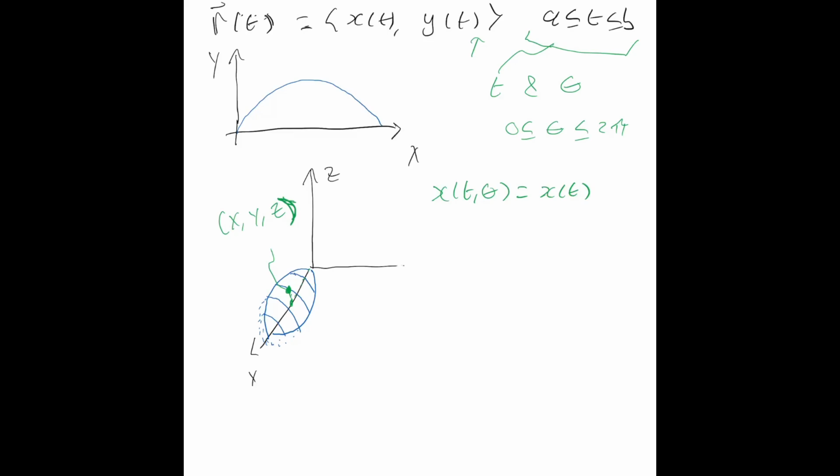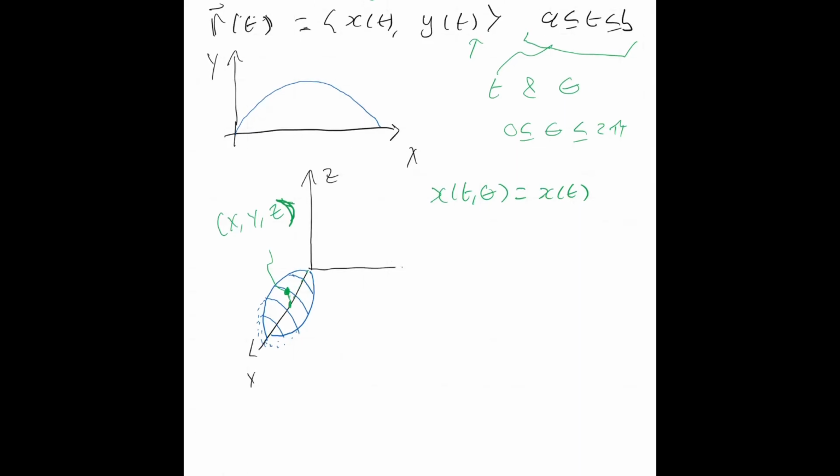Okay, now y of t theta and z of t theta are a little trickier, but the basic idea is that we're going to write y and z in terms of polar coordinates. So what I want to do now is take this shape and project it onto the yz plane. So the x coordinate tells us how far out on the x-axis we are. Now the y and z are going to tell us where in the yz plane we are.